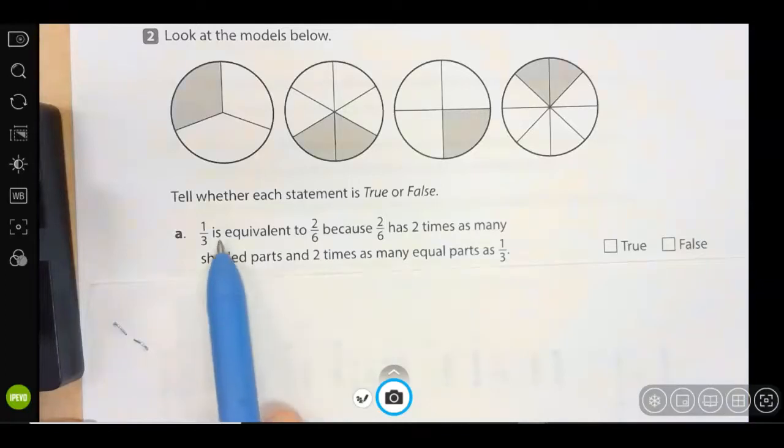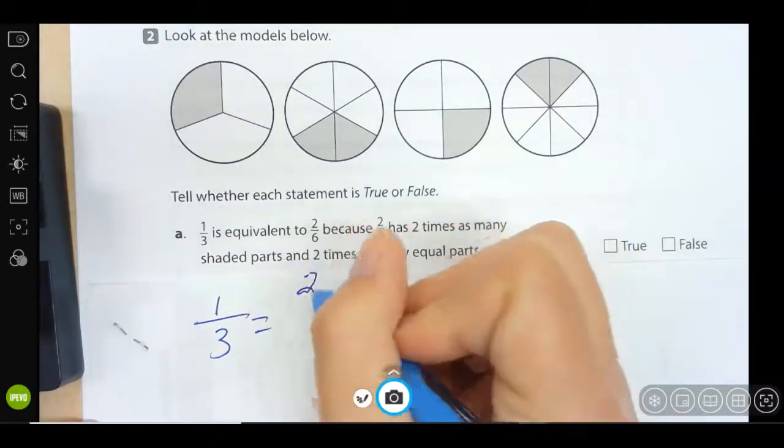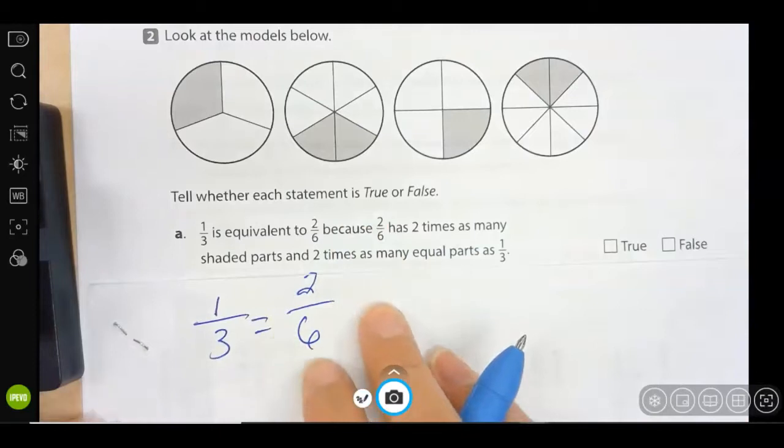So what this question is asking you, it says 1/3 is equivalent to 2/6. On your whiteboard, tell me if that's true or not. Is 1/3 equivalent to 2/6? Show me. Show me how, and show me what you do to figure that out. Good, thank you. Good.